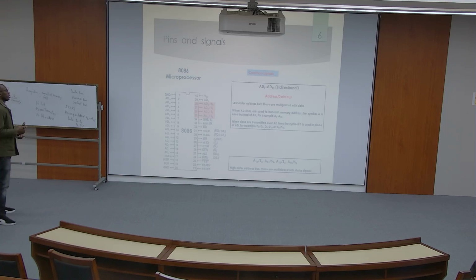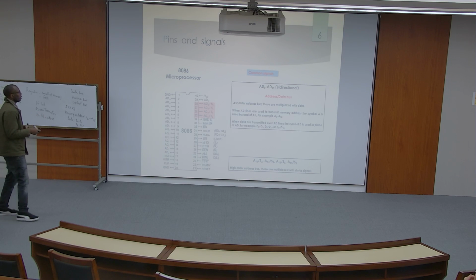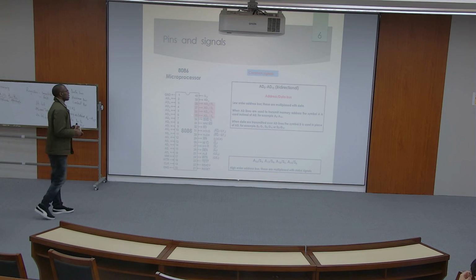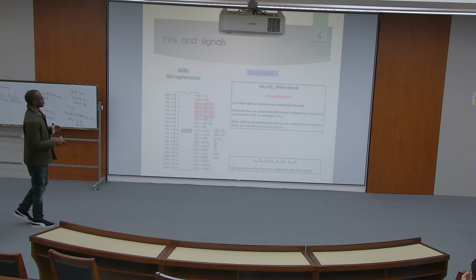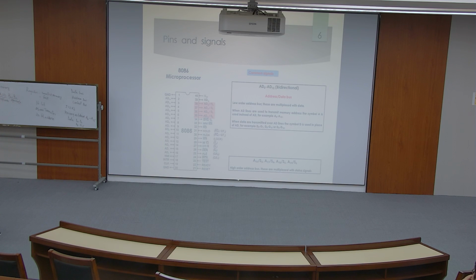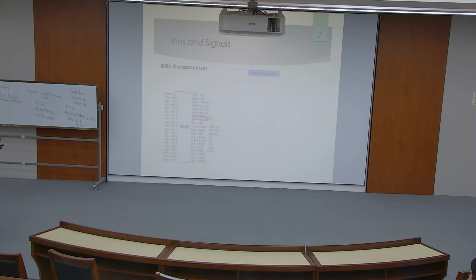The next pins are the high-order address bus. These are multiplexed with control signals. You can see them from A16 to A19. These are very important pins which are multiplexed with the control signals.